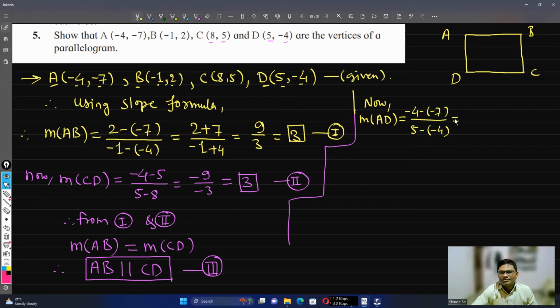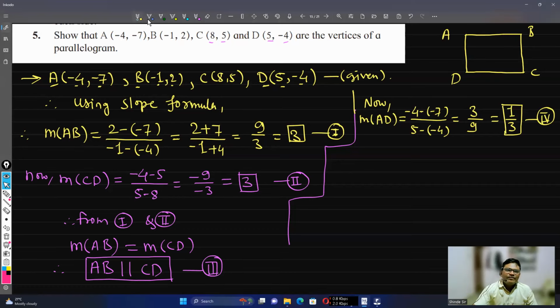All right. So this minus into minus will become plus. So this negative 7 will become the positive 7. So 7 minus 4 will give us positive 3, and minus into minus 4 will give us positive 4, and 5 plus 4 will give positive 9. Therefore, the slope of AD must be equal to 1 upon 3, and this will be our statement number 4.